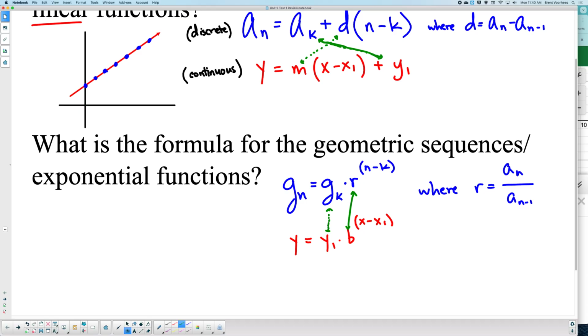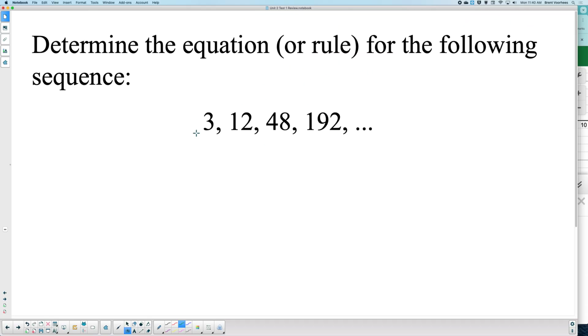All right, so let's try this first one. It says, determine the equation or rule for the following sequence. We have 3, 12, 48, 192. My question for you: it says it's a sequence. Is this arithmetic or geometric? Geometric, good. How'd you know it's geometric? Because you see it's not adding by the same amount. We would add 9 here, but this is not adding 9 there. So it's not arithmetic, so it's got to be geometric.